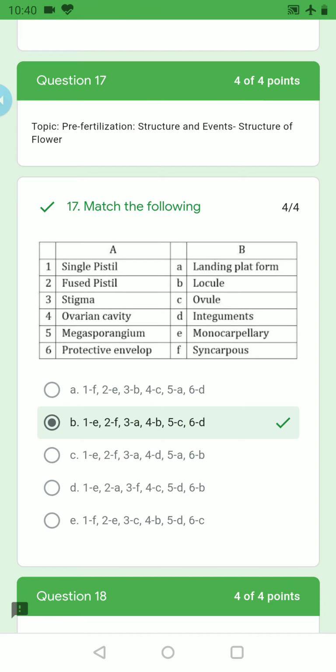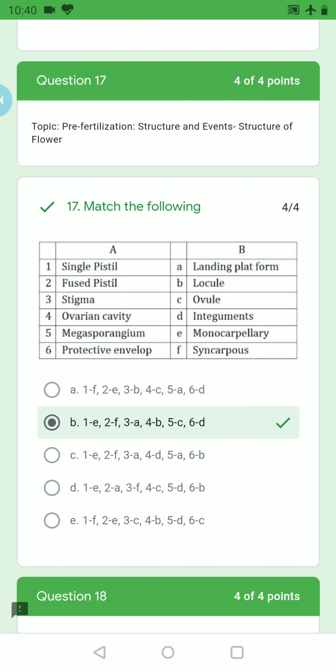So the first one is E. Then the second one, fused. While we were discussing the types, I told you about apocarpous and syncarpous. Here fused means syncarpous. Apo means free, syncarpous means fused. Then the third one is stigma, the well-known landing surface or landing platform of the gynoecium. Then the ovarian cavity, which is nothing but the locule, a room or chamber-like structure present inside the ovary.